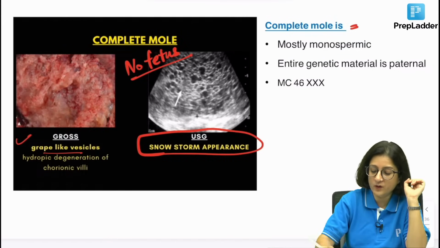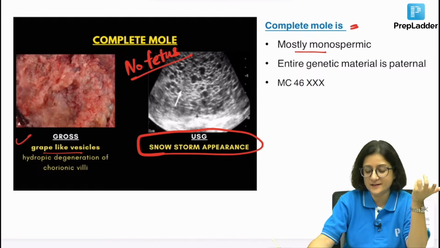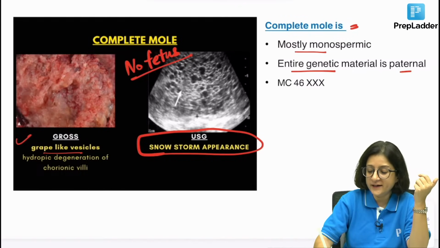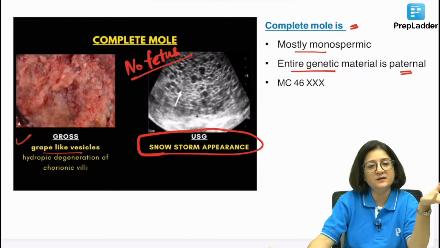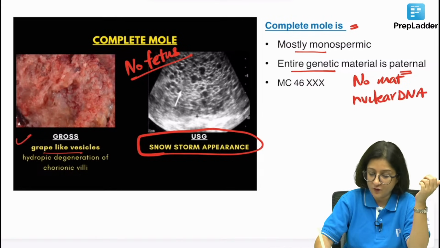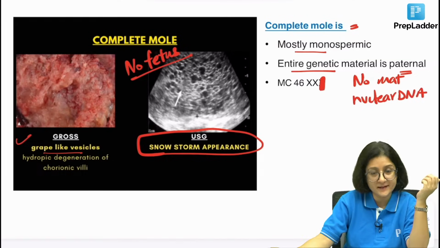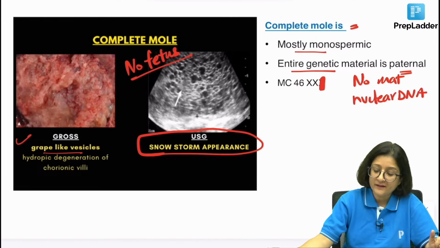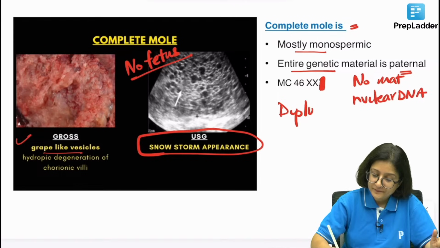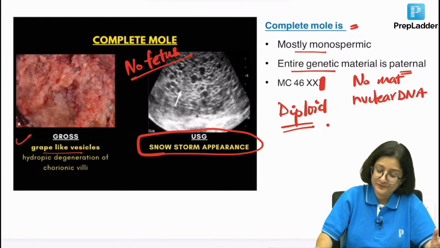Now complete moles are mostly monospermic. One sperm fertilizes an empty egg. The entire genetic material is paternal. There's no maternal nuclear DNA. So how can a fetus form? The most common karyotype is 46XX. This is a direct MCQ pointer. And they are diploid. Most common karyotype 46XX.